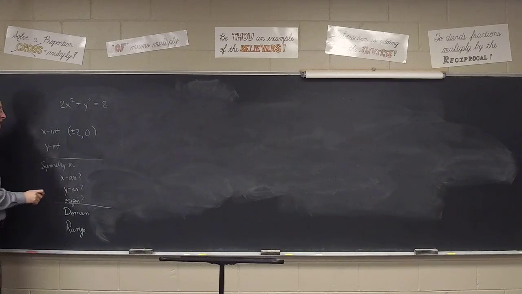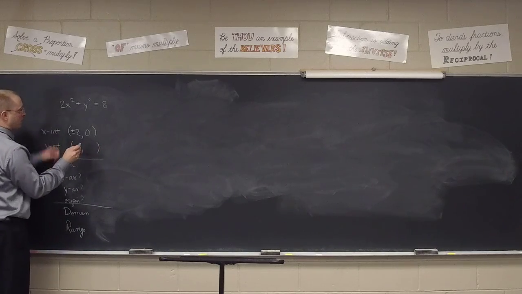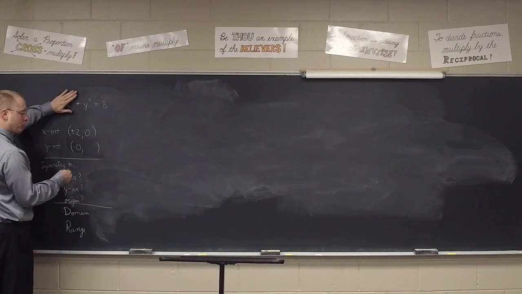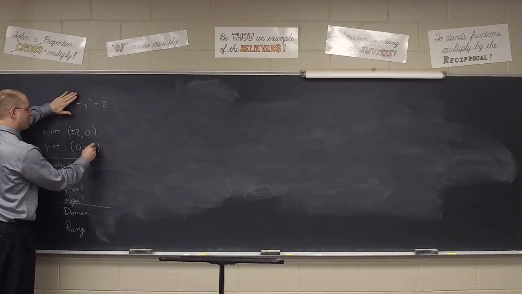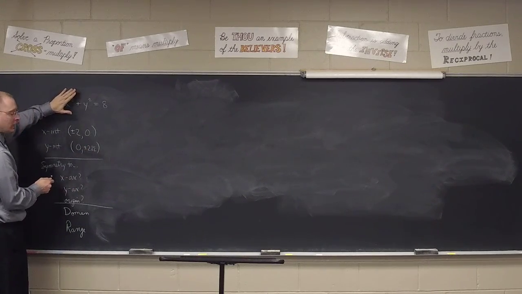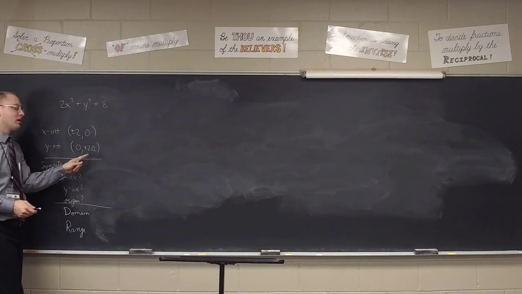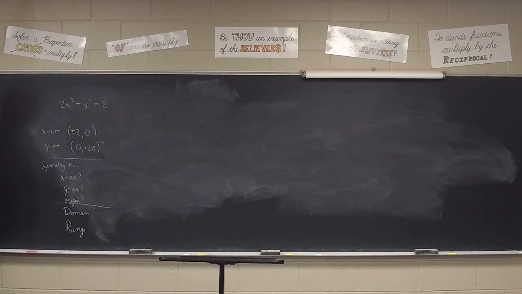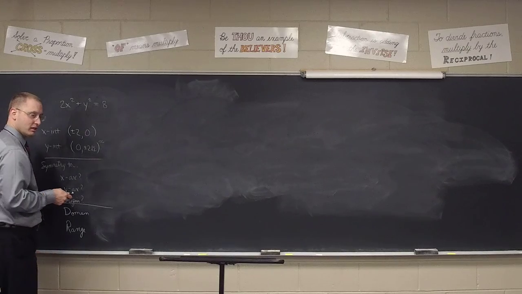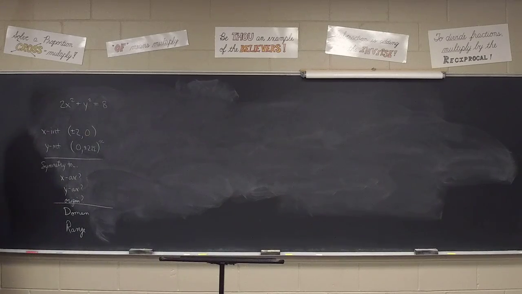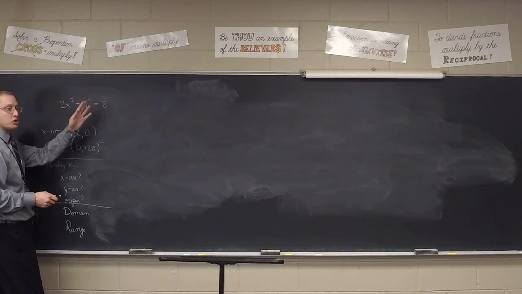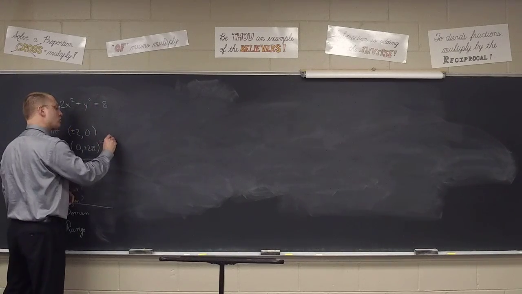Y-intercept, plug in 0 for x. And when we do, positive negative square root of 8, or the best way to say that would be positive negative 2 square root of 2. Now, practically speaking, that's approximately what value? Calculate. 2.82. About 2.8. You know the square root of 9 is going to be a 3. This is the square root of 8, so it's just a little smaller than 3, about 2.8.